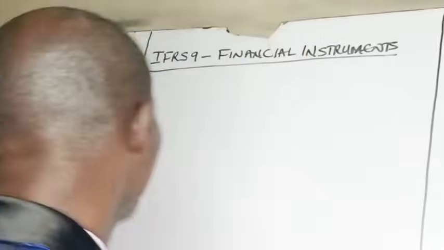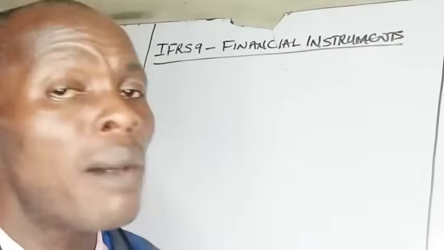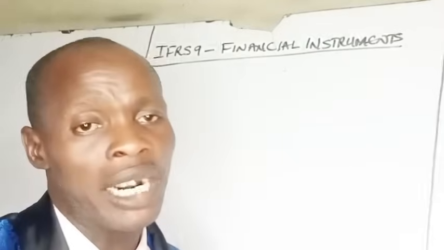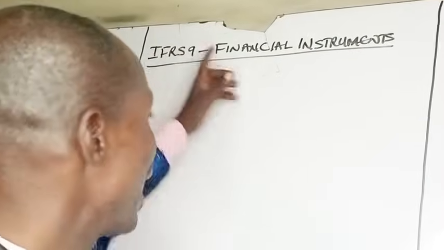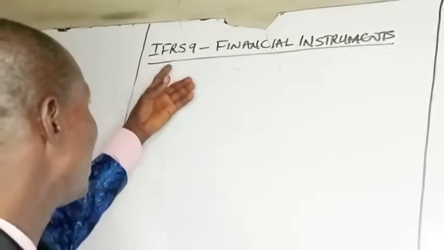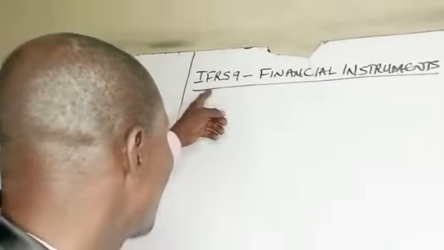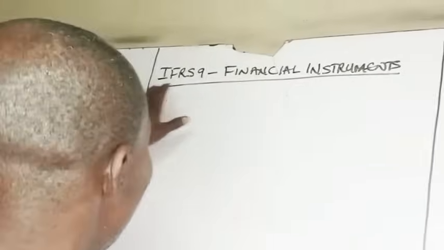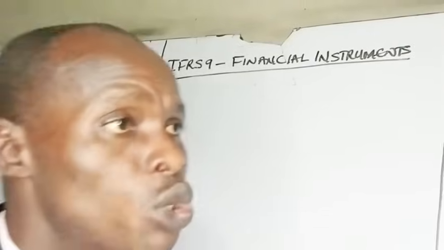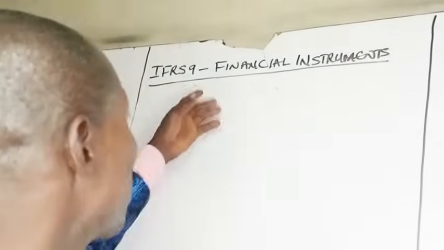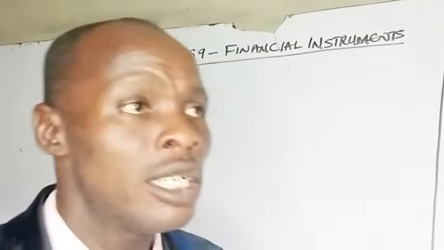In this lecture, I want to examine IFRS 9, financial instruments. This is my third video on financial instruments, but the second video on IFRS 9. In the first video, I examined IAS 32, financial instrument presentation. In the second video, I examined IFRS 9, measurement of equity financial instruments. In this third video, I want to examine the measurement of debt financial instruments.